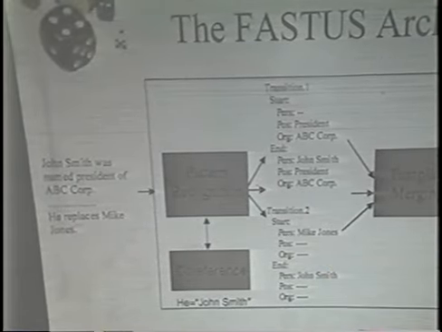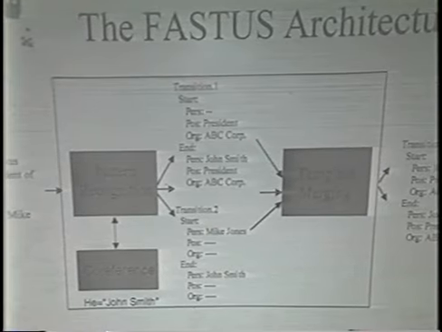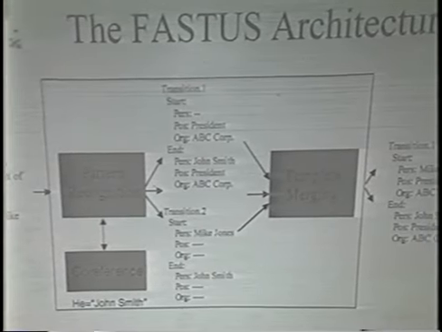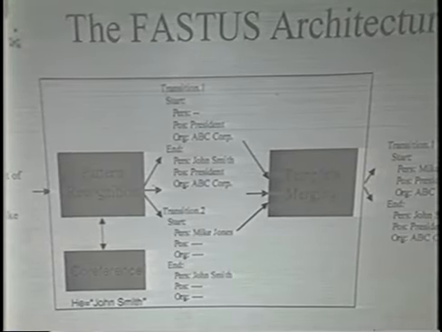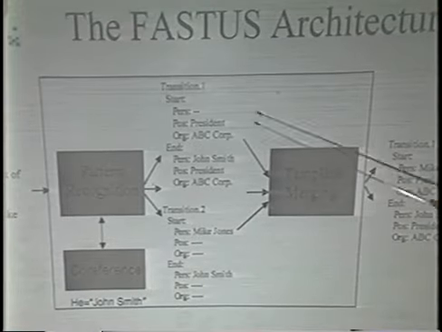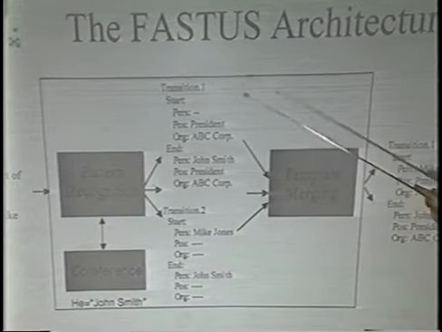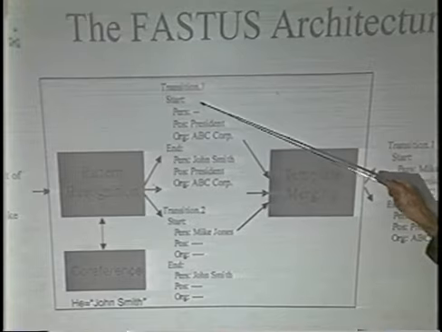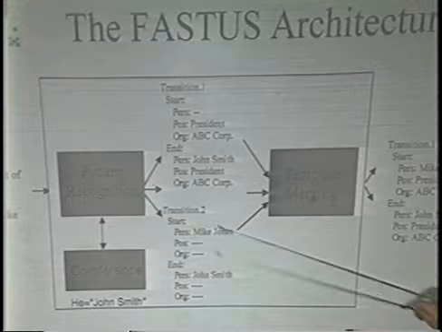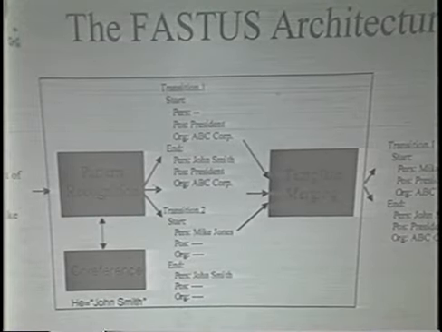He replaces Mike Jones. So the template structure that we output for MUC is too complicated to work with system internally for a number of reasons. So we defined a much simpler version where we have what we call a transition that essentially says, with respect to a job at a company, who left and who's coming in. So from this sentence, we would generate a representation that John Smith became president of ABC Corp.